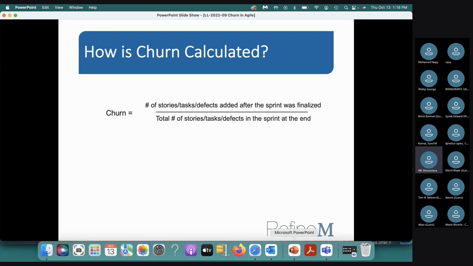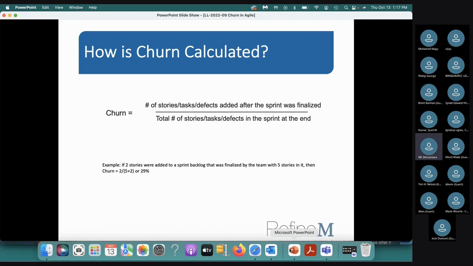So when you close the sprint, how many were there? How many got added after the planning was done? And then how many were there when the sprint got closed? Okay, so that's the simple formula to calculate churn. I'll give you a couple of examples so it becomes clear. So if two stories were added to a sprint backlog that was finalized by the team with five stories, initially planned was five stories and two got added. With that formula, it's pretty simple: 2 divided by 7, which is 5 plus 2. So you had 5, you got 2 added. That's 29%. That's the number you get. The higher that number, the bigger the problem.